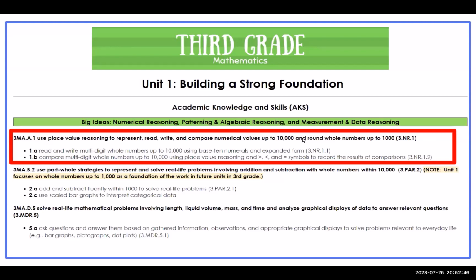In AKS 1, IOA 1A, and IOA 1B, students will read and write multi-digit numbers, as well as compose, or combine, and decompose, or break apart, numbers in various ways. We will use base 10 numerals, expanded form, base 10 language, and explore numbers being represented in multiple ways. Students will also use place value reasoning to compare numbers up to 1,000. We will develop place value understanding up to 10,000 later in Unit 4.